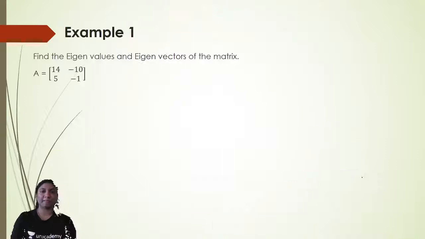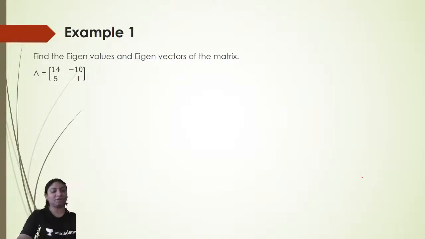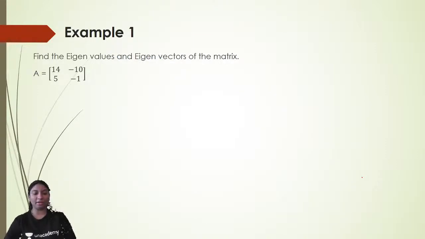Now see the first example, how to calculate the eigenvalues and eigenvectors. Find the eigenvalues and eigenvectors for the given matrix. It's a simple example; we'll start with a 2 by 2 matrix.